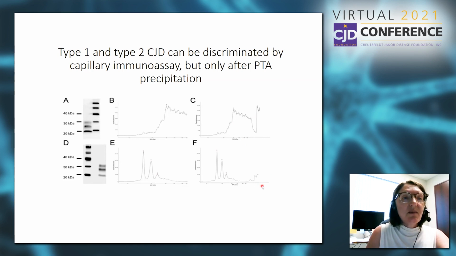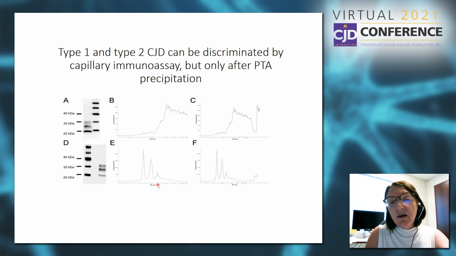After PTA precipitation, we did use type 1 and type 2 proteins on the capillary, and in each case we used about 40 samples, and in each case we were able to discriminate type 1 or type 2 based on the electropherogram molecular weights. And particularly useful was the use of a lower matrix, a matrix that is dedicated to looking at tiny proteins, 2 to 40 kilodalton proteins.